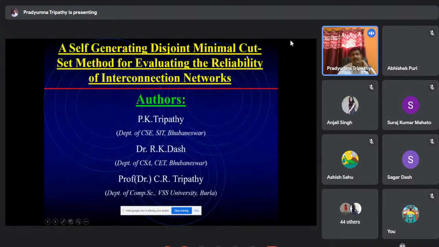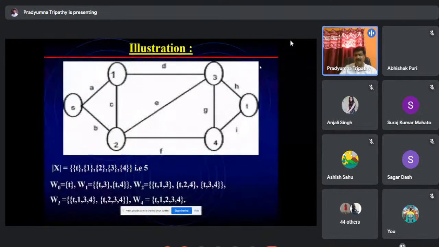Now, before going further, I must say what a chord set is. The minimal chord set is the set of links that may be removed from the network so that it will make the network disconnected. For example, if I have this network and I remove these two links, the network will become disconnected. If I remove D, E, F, the network will be disconnected. If I remove B, C, E, G, this will make the network disconnected. So each one of these is one chord set. Correct? So these are the chord sets.